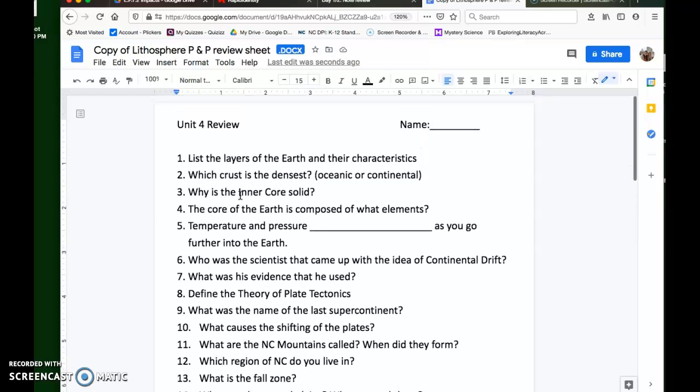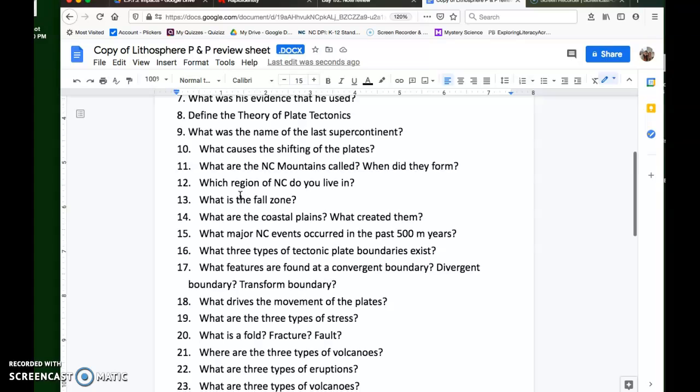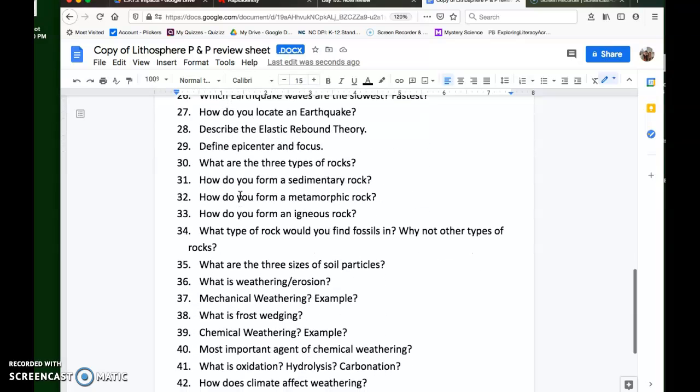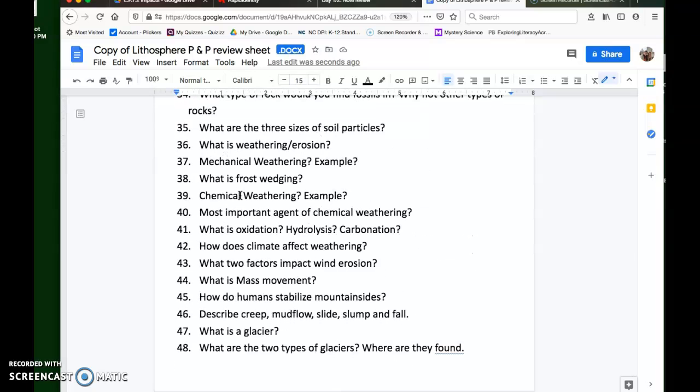So the first part of it goes with plate tectonics and what we learned about more recently with volcanoes and earthquakes. The second half of it talks about the types of rocks, the rock cycle, weathering, and erosion. Remember the difference between chemical and mechanical weathering.